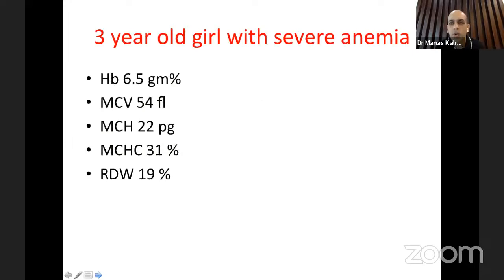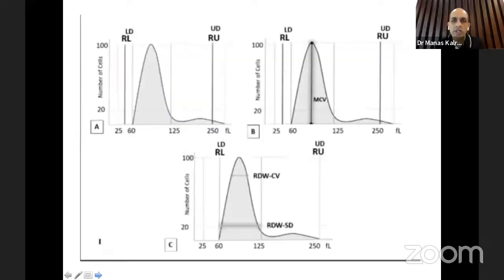So let's go back to our index case. You have this girl who has all the history of poor feeding, mainly feeding milk, and this child has a hemoglobin which is low, MCV low, RDW high. So this is microcytic anemia, and there is a lot of dispersion of the cells. Now, do you want any more information before you say, this is classical iron deficiency anemia?